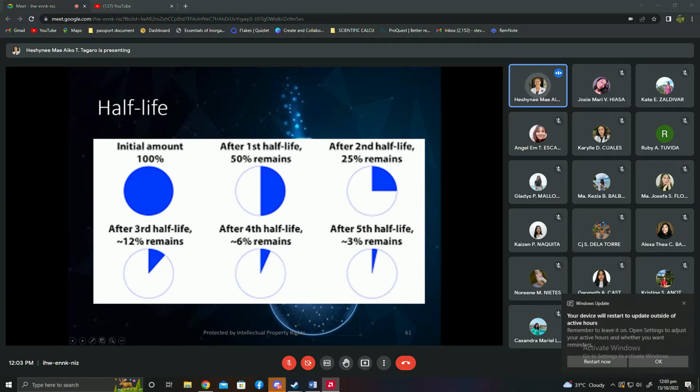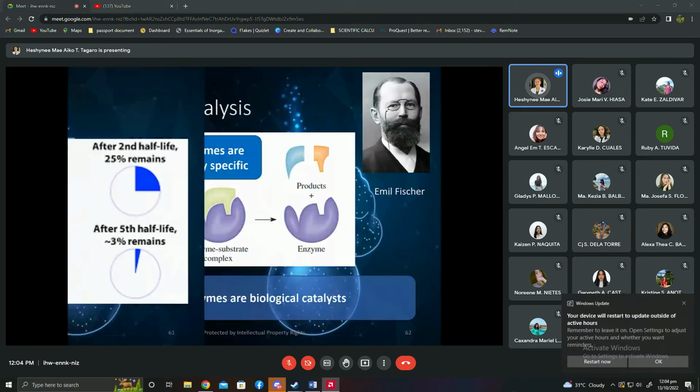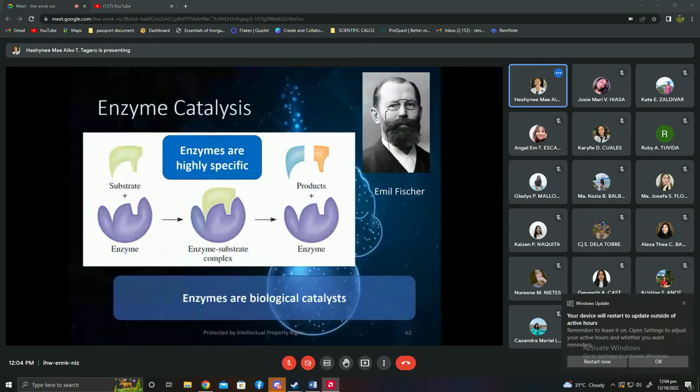Alright? Next, enzyme catalysis. Okay, so our enzymes, guys, are referred to as biological catalysts. As catalysts, they speed up chemical reactions in the body. Here we have Emil Fischer. He was the one who proposed a model for enzyme catalysis describing the specificity of the enzyme.